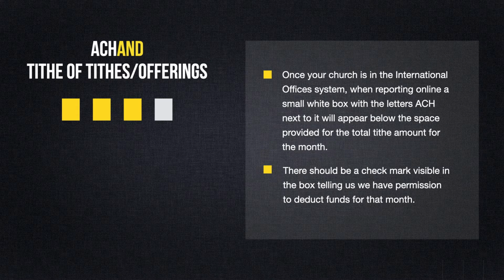Once you have registered to report online and international offices have received your completed ACH form, then your church will be put in the international offices system so that when reporting online, a small white box with the letters ACH next to it will appear below the space provided for the total tithe amount for the month. There should be a check mark visible in the box telling international offices that they have permission to deduct funds for that month.